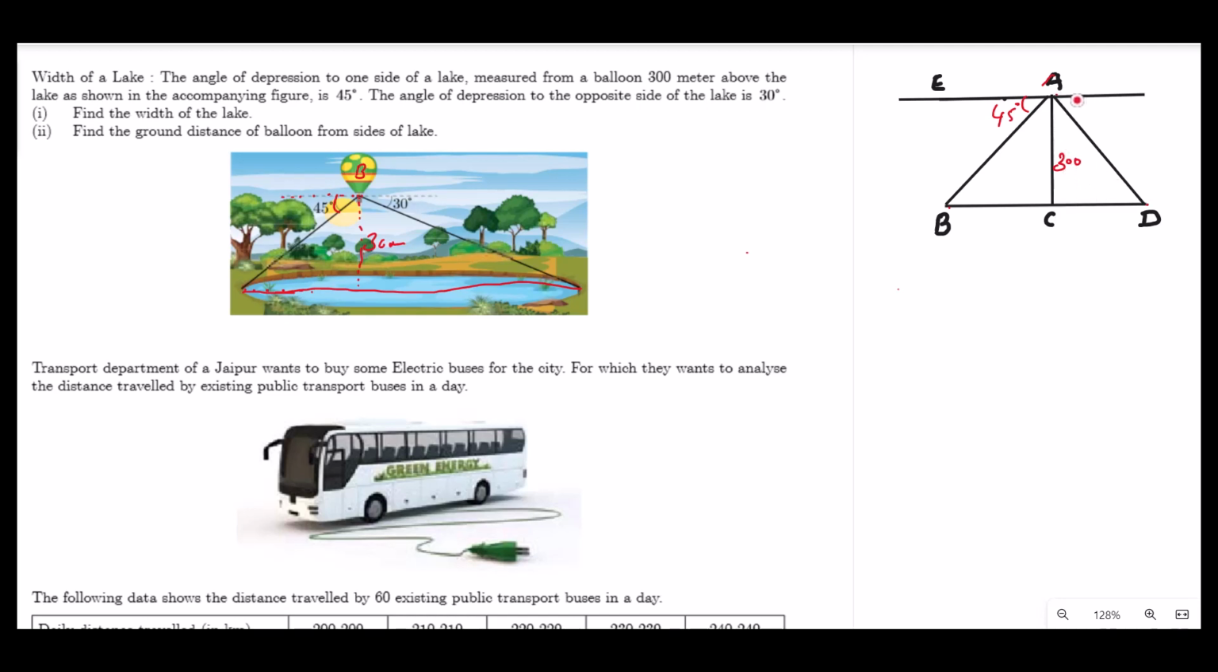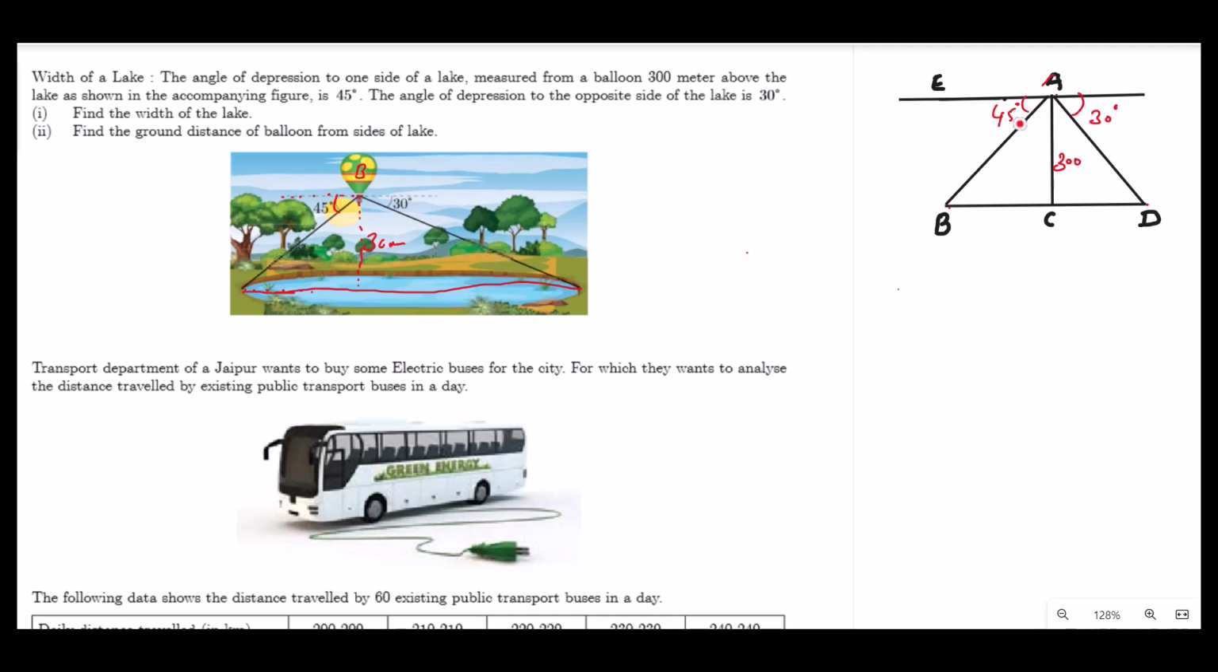Now one more angle of depression we are given, from this point A, where the balloon is located, to the other side of the lake, that is A to D. The angle of depression is 30 degrees. So two angles are there: one angle of depression is 45 degrees, from A to B, and another angle of depression is 30 degrees, from A to D, right?